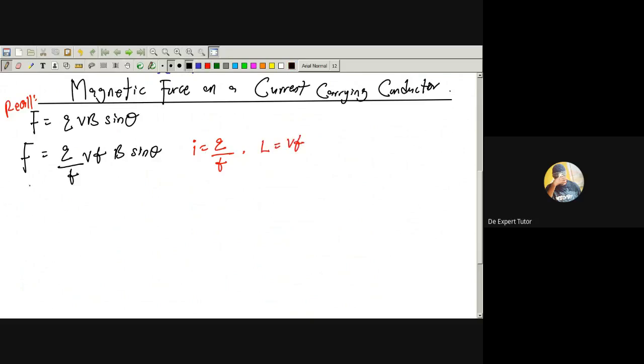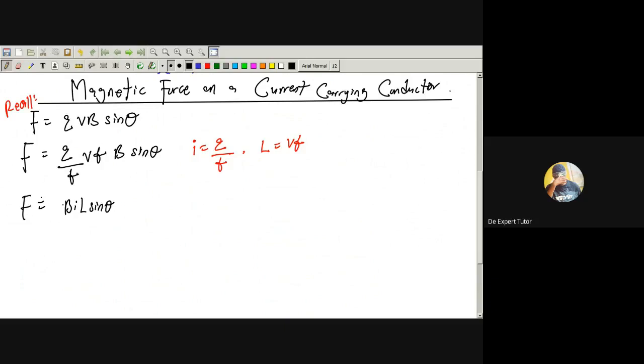Therefore, I have a formula which is F equals ILB sine theta. But me, I love to use it this way: BIL sine theta. All of them are the same. BIL sine theta, or you say ILB sine theta. This is how to find the force on a current carrying conductor.